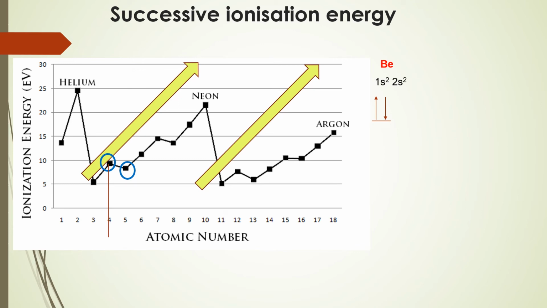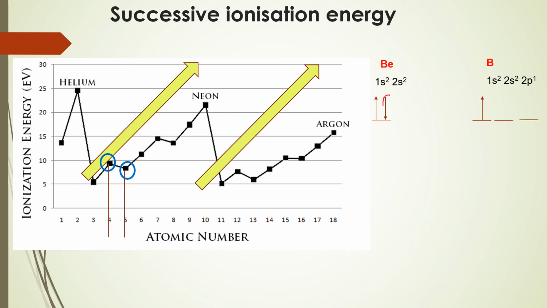Let's look at atomic number 5. Atomic number 5 is boron. That's the configuration of boron, 1s2, 2s2, 2p1. So let's look at the valence orbital, which is the p orbital. There are 3 of those. So that's 2p1.